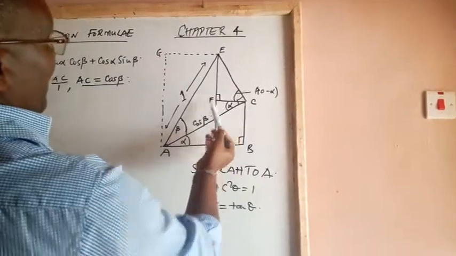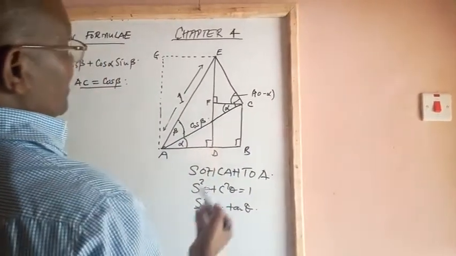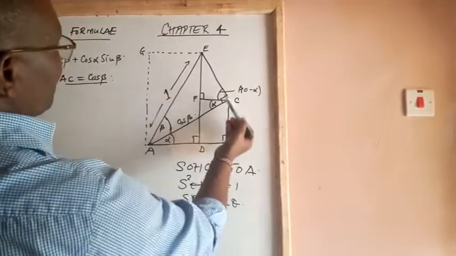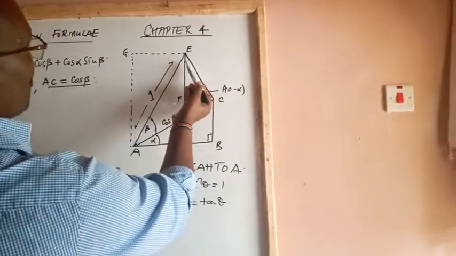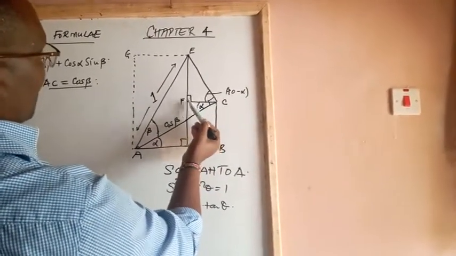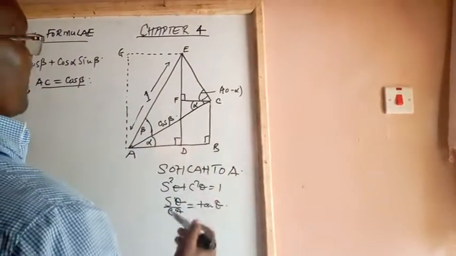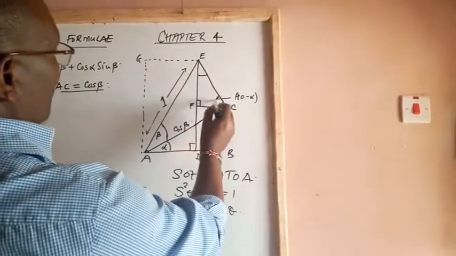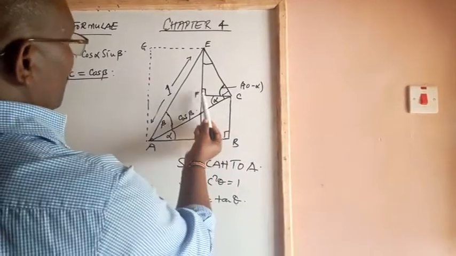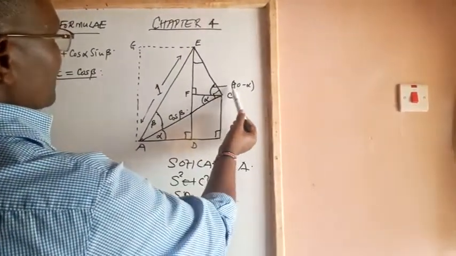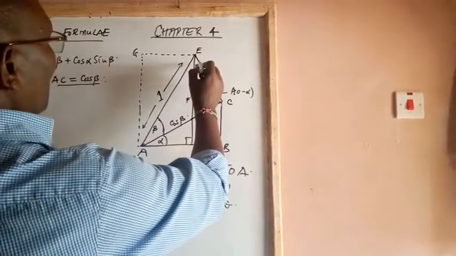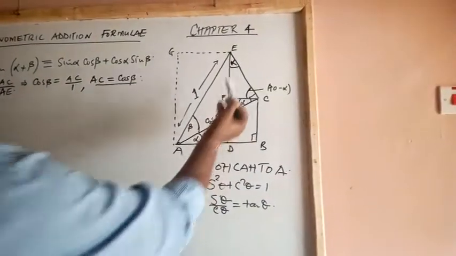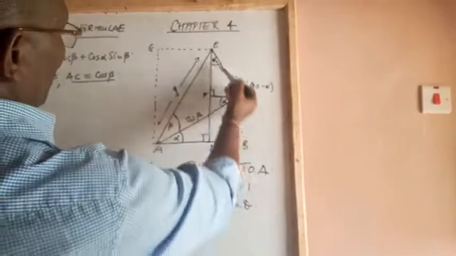Because there is a 90 degrees here, it's a right angle within triangle EFC. It is also important to note that if this angle is 90 minus alpha, then 90 minus alpha plus a certain angle here should give you 90. Remember, the angle sum of a triangle is 180. So this angle plus this angle should give you 90 degrees, because we already have 90 here. And if this is 90 minus alpha, then that angle itself is alpha, such that alpha plus 90 minus alpha gives you 90 degrees.